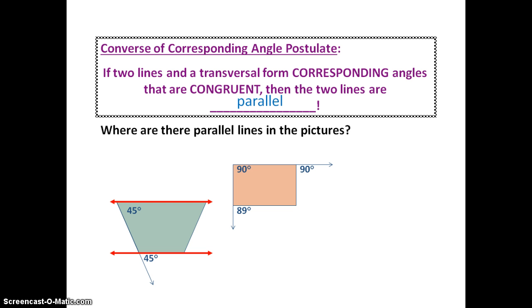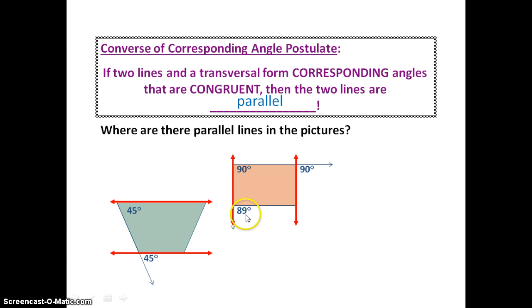Next one. I'm looking for congruent angles, so immediately I see this 90 and this 90. Now I need to decide, are these corresponding angles? Well, they're both on the right-hand side of these two lines, and they're on the same side of the transversal. So yes, they are corresponding angles, and yes, they are congruent. So I can say that these lines are parallel. I cannot say that the top and bottom are parallel.